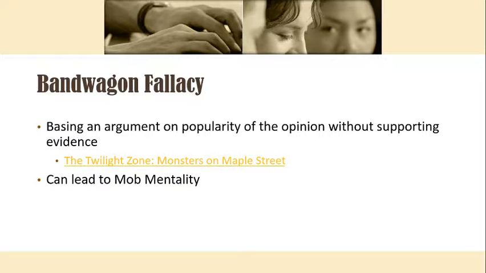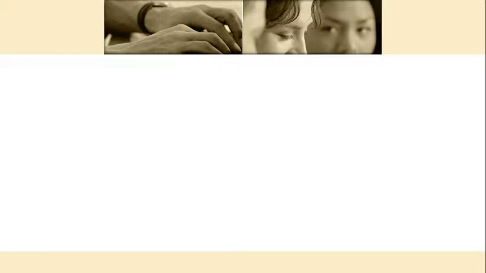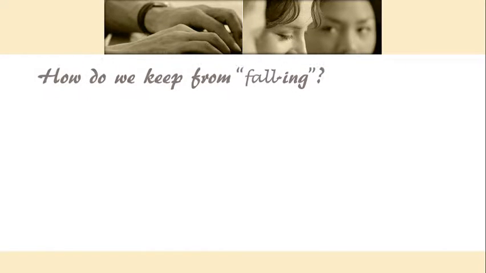aside from Dr. Frankenstein's castle and lair decided to all get together and go on a manhunt, without really understanding what the doctor was doing, trying to do, or why. So that is what the bandwagon fallacy is all about. That is my last example of logical fallacies, the informal type.